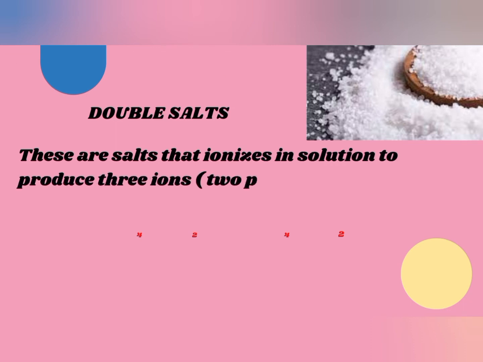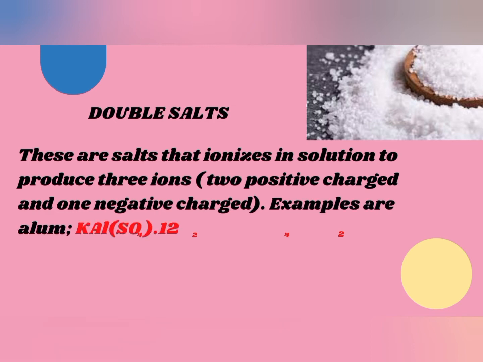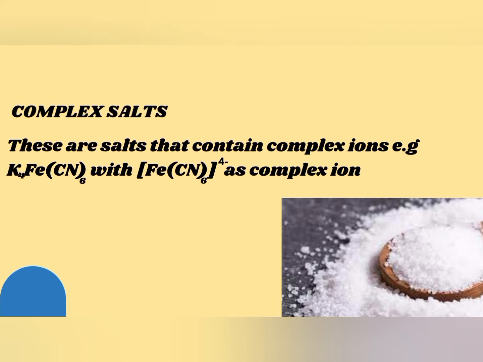Next, we'll be talking about double salts. Double salts are salts which ionize to produce three different types of ions in solution. Usually, two of these ions are positively charged, while the other is negatively charged. Examples include potassium aluminium tetraoxosulfate(VI) dodecahydrate, also known as potassium alum. We also have chromium alum.